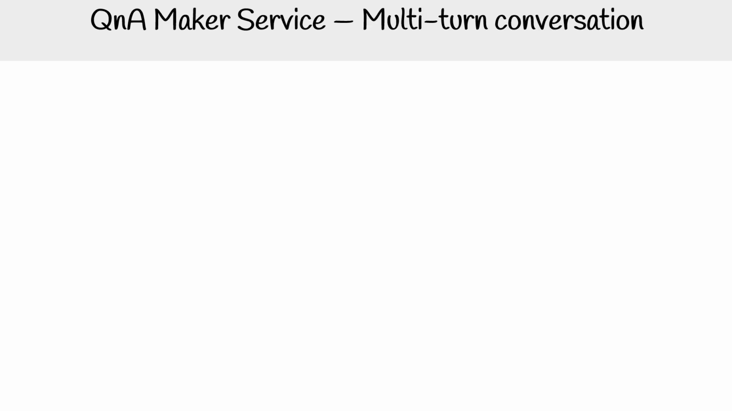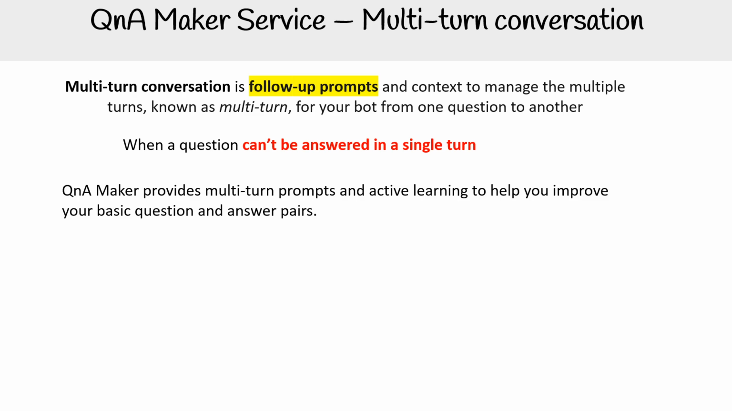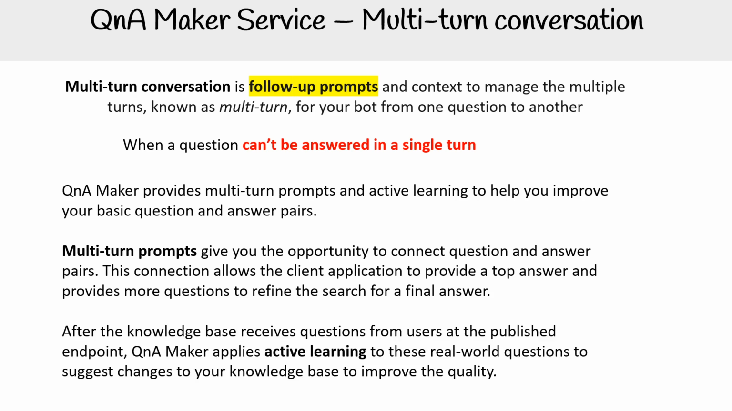Just touching on multi-turn conversation: it uses follow-up prompts and context to manage the multiple turns, known as multi-turn, for your bot from one question to another. When a question can't be answered in a single turn, that is when you're using multi-turn conversation. QnA Maker provides multi-turn prompts and active learning to help you improve your question and answer pairs. It gives you the opportunity to connect question and answer pairs. The connection allows the client application to provide a top answer and provide more questions to refine the search for a final answer. After the knowledge base receives questions from users at the published endpoint, QnA Maker applies active learning to these real-world questions to suggest changes to your knowledge base to improve the quality. All right?